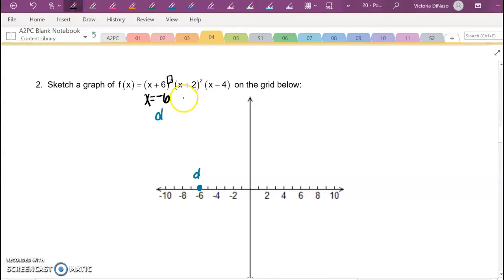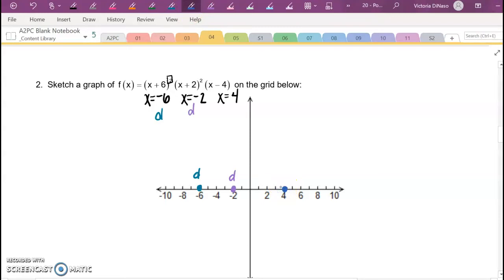And then I'm going to go again to x plus 2 squared. So we have x equals -2. From here, check it out. It's another squared, so I'm going to put a D underneath and a D when I plot it. And then we have x minus 4, which means that we have x equals +4.